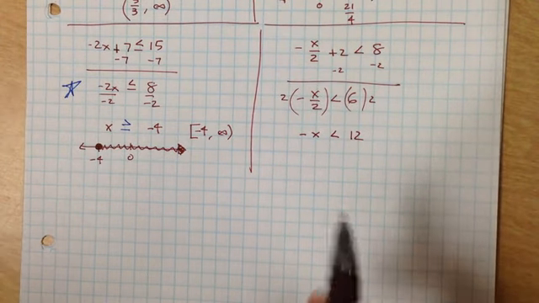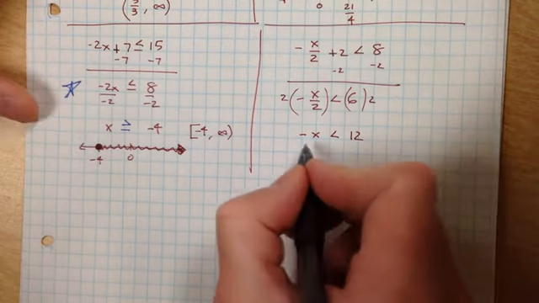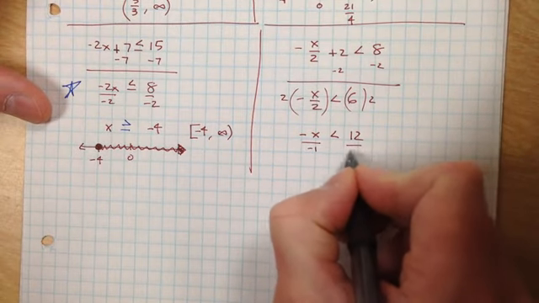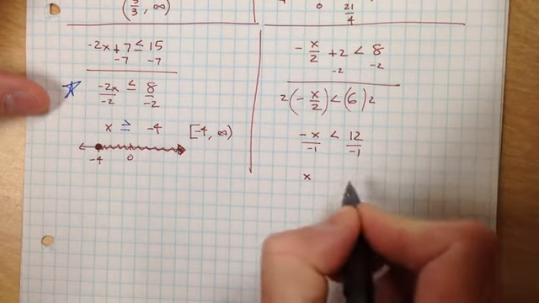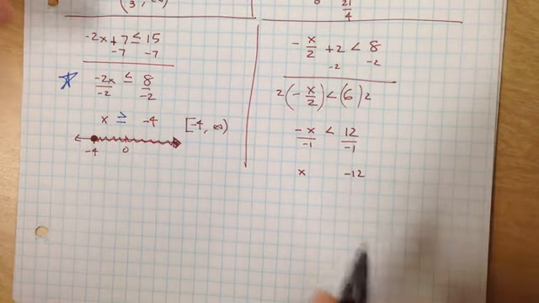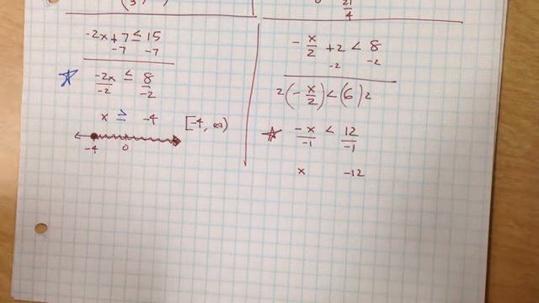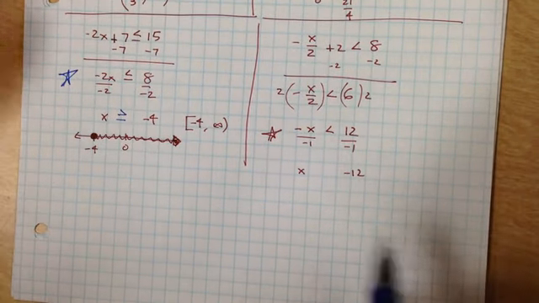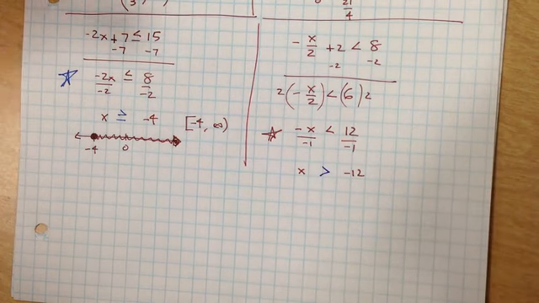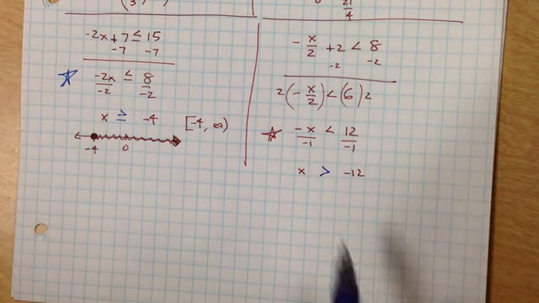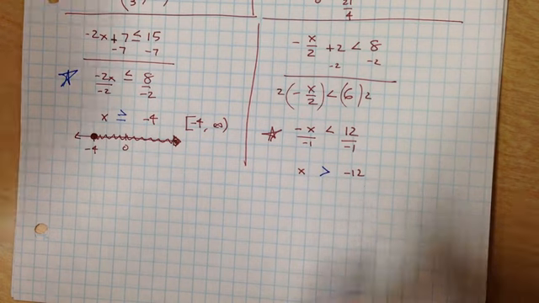Well, negative x is less than 12, so the way we're going to undo this negative would be to divide by -1. So I get x and -12. That is one of those starred components right there. We divided by a negative, so make sure we flip that inequality there. X is greater than -12.